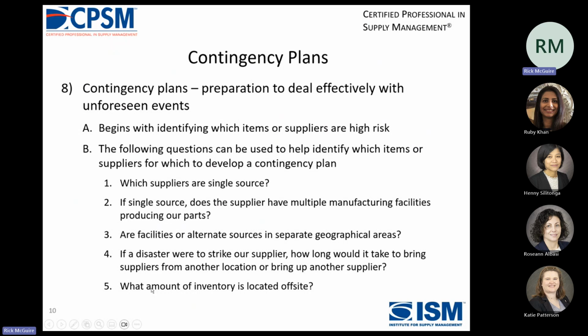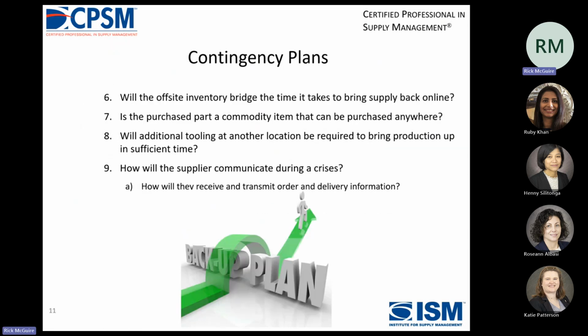And we all want to know a lot of these questions too, if they're a union shop and they're coming up for a union contract. Will the inventory bridge the time it takes to bring the supplier back online? Is a purchased part a commodity item? Will additional tooling in another location be required? And every time I've had to move tooling, I always had to modify it to fit the new machinery. And how will the supplier communicate during a crisis? Are they going to accept EDI?